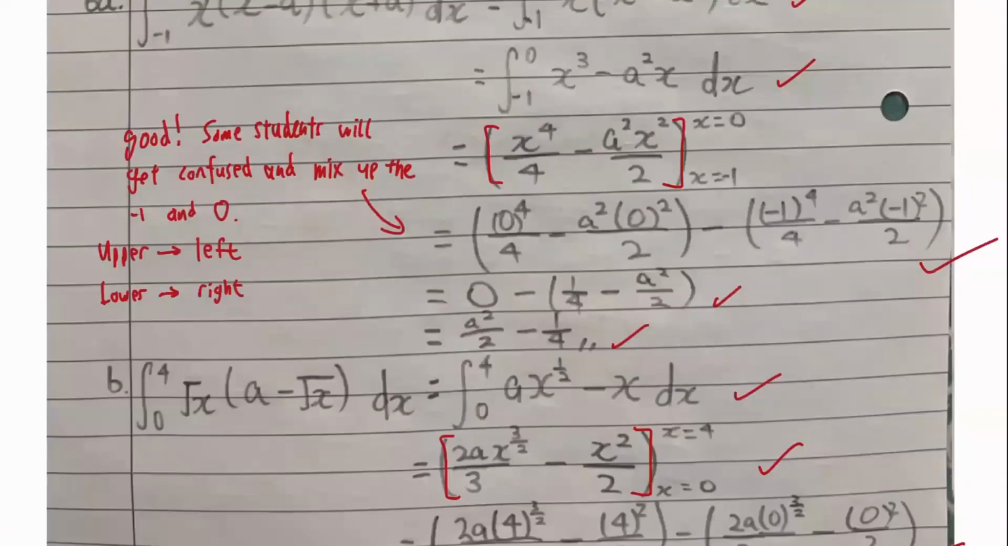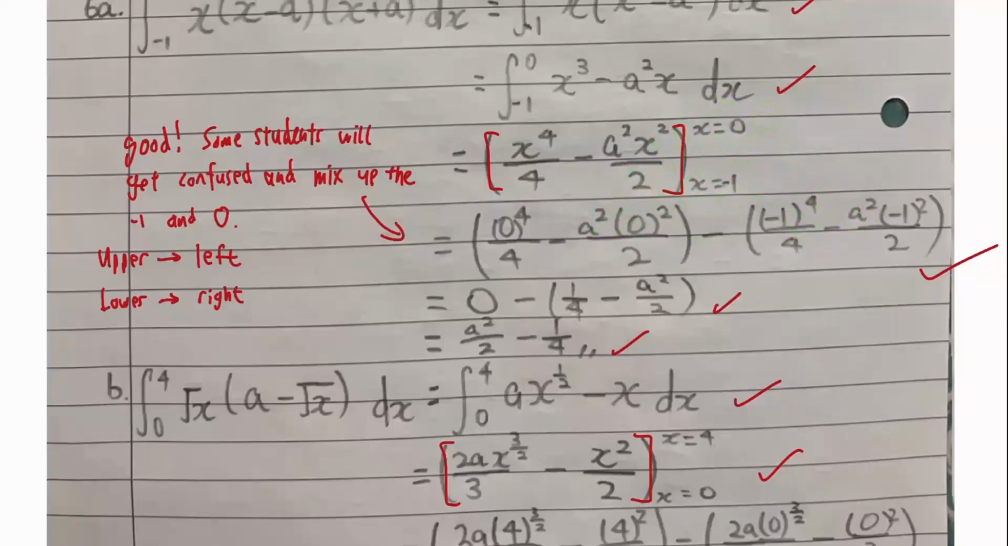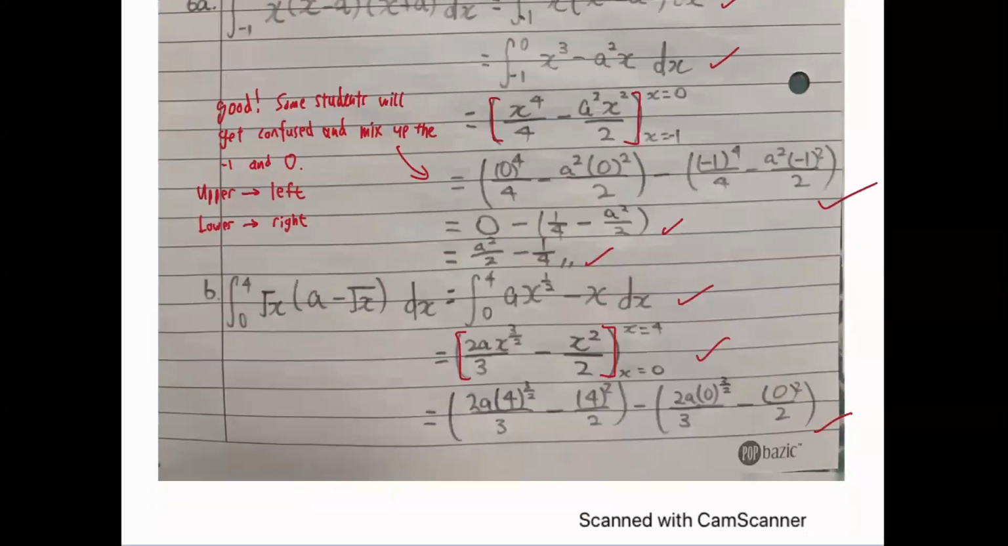Some students see 0 and -1, and they end up substituting -1 to the left, 0 on the right, which is wrong. Upper to the left, lower to the right, minus in between. But 0 is the higher value. I know that's not how you're supposed to think, but the one on top goes to the left, the one below goes to the right. Okay, always. Don't look at the value. It's a position. On top goes to the left, below goes to the right.